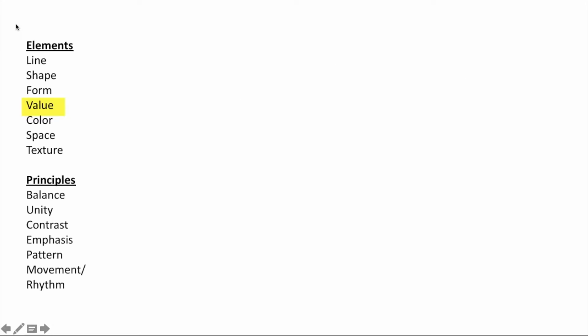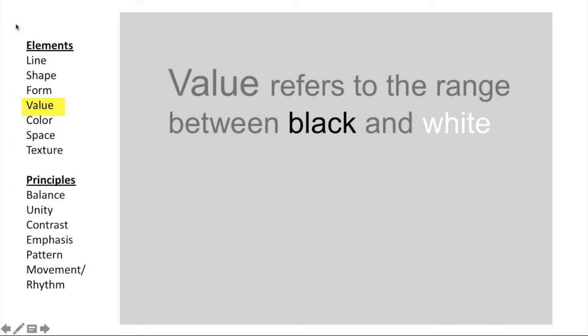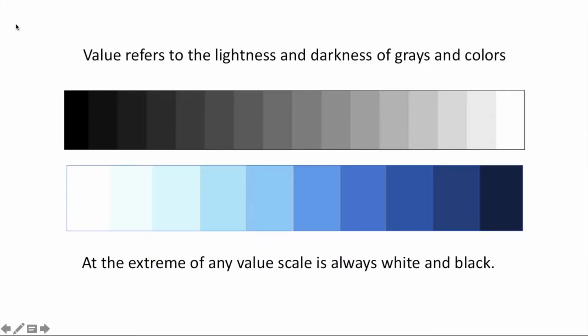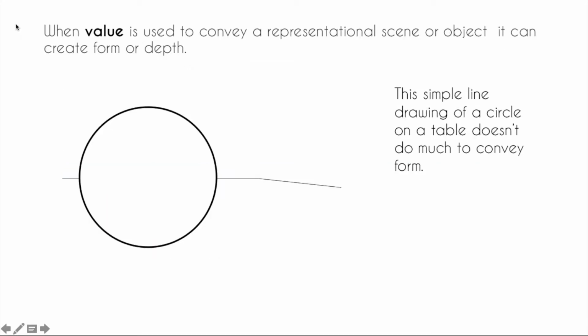So, value is an element of art, and it refers to the range between black and white that's in an image. So it can be black and white, it can be just steps of gray. Value can also be in color, but for our introduction, we're going to stick with the black and white images. However, value is, again, anything that goes from white to black and all the steps in the middle. That's all value. So when you have value, you're going to get things that look more like they have depth, like they actually have form.